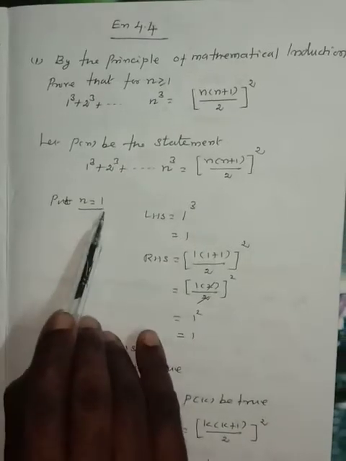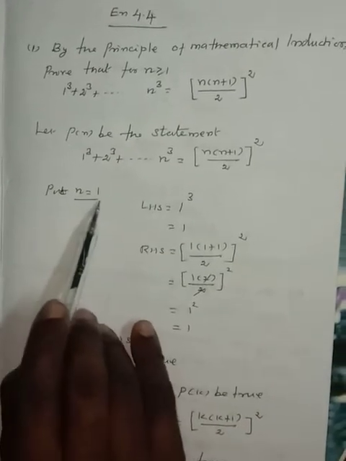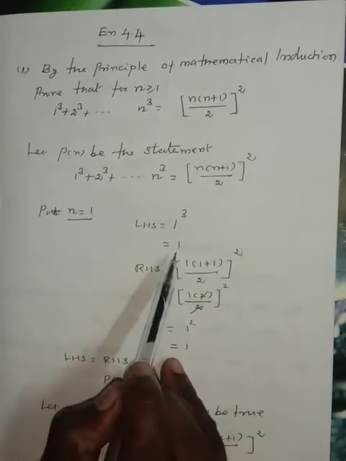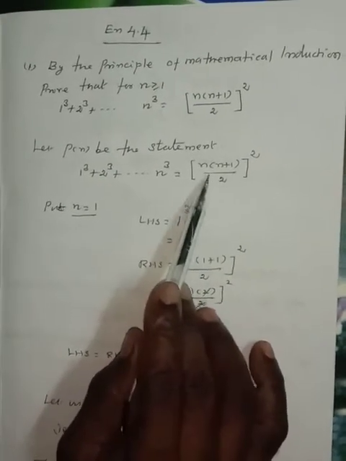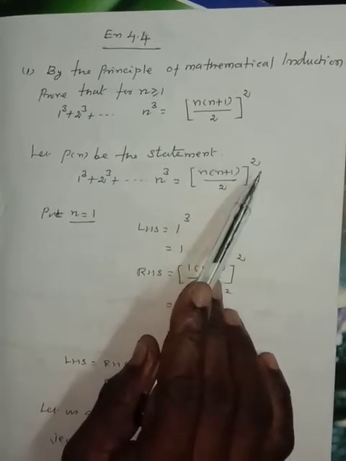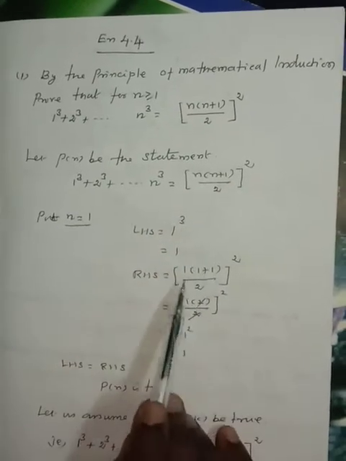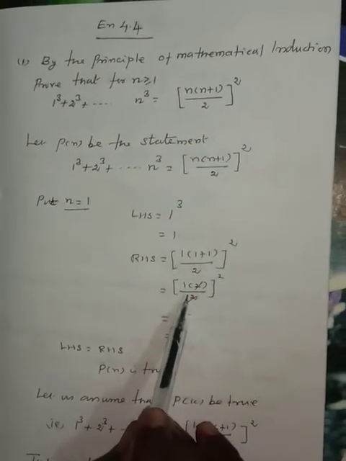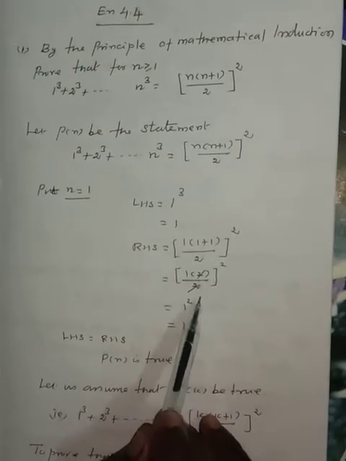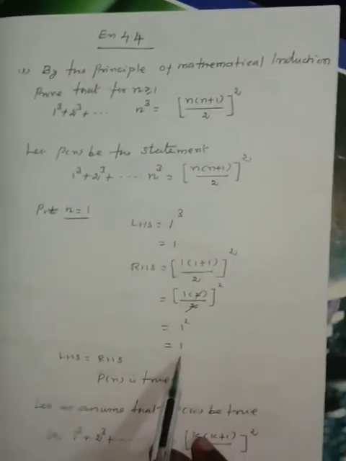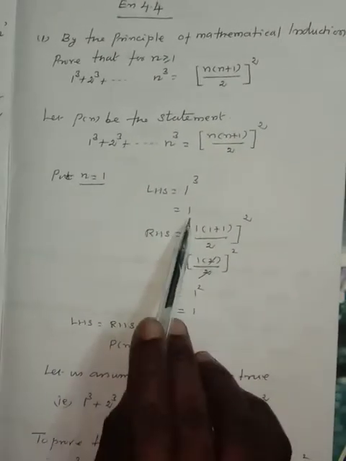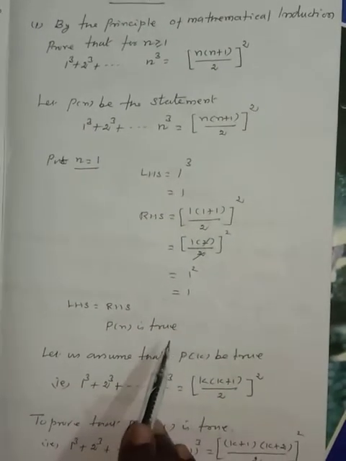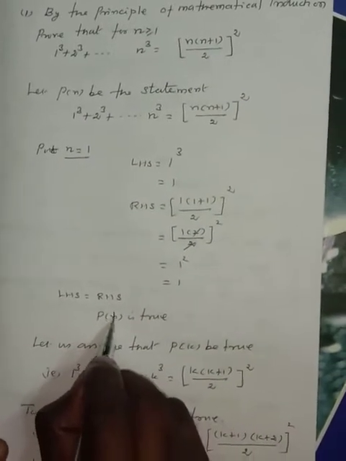Put n is equal to 1, LHS. First term, 1 power 3, which is 1. Take RHS, n into n plus 1 by 2 whole square. Put n is equal to 1, you get 1 into 1 plus 1 divided by 2 whole square, which is 1 into 2 divided by 2, is equal to 1 square, which means 1. So LHS is equal to RHS. So P of 1 is true.